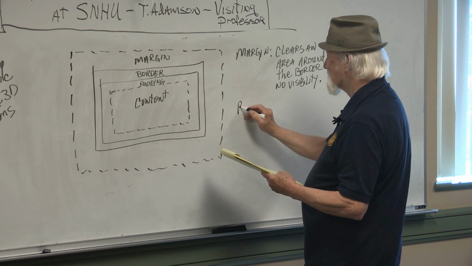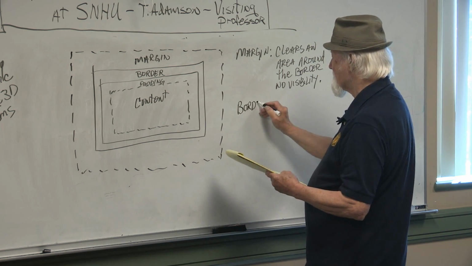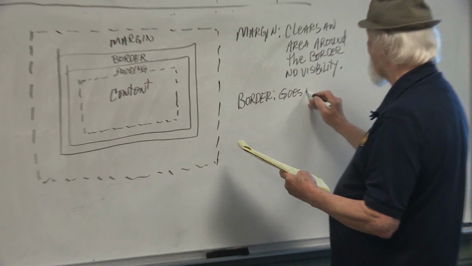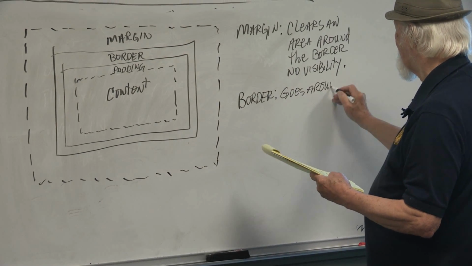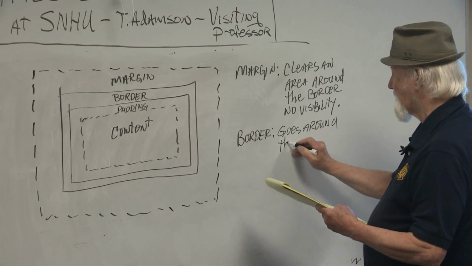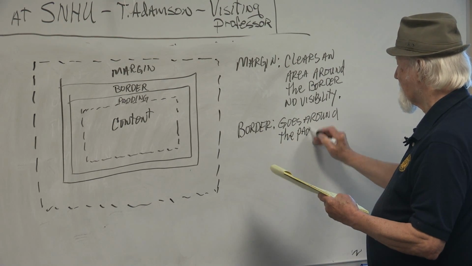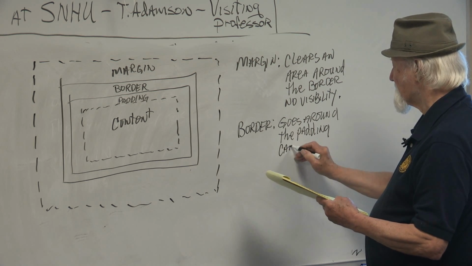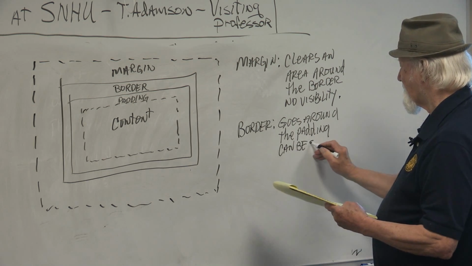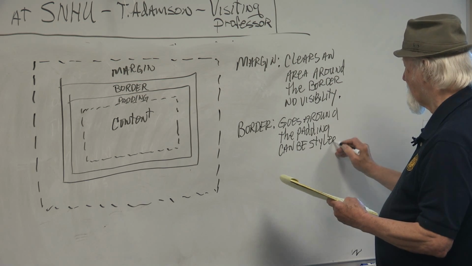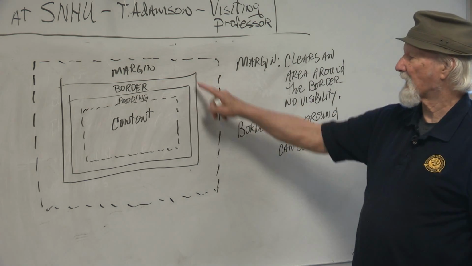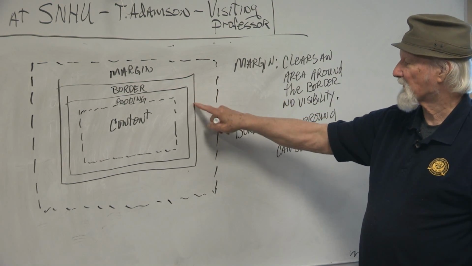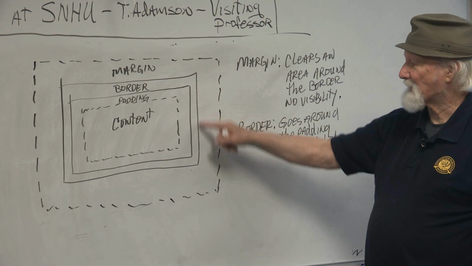What the border is, it goes around the padding. And it can be styled. In other words, on the border you can put styling. You can have it solid, you could have it dashed, you can have an inset, you can have an outset, you can have a graphic with little rocket ships around it if you wanted, or happy faces.